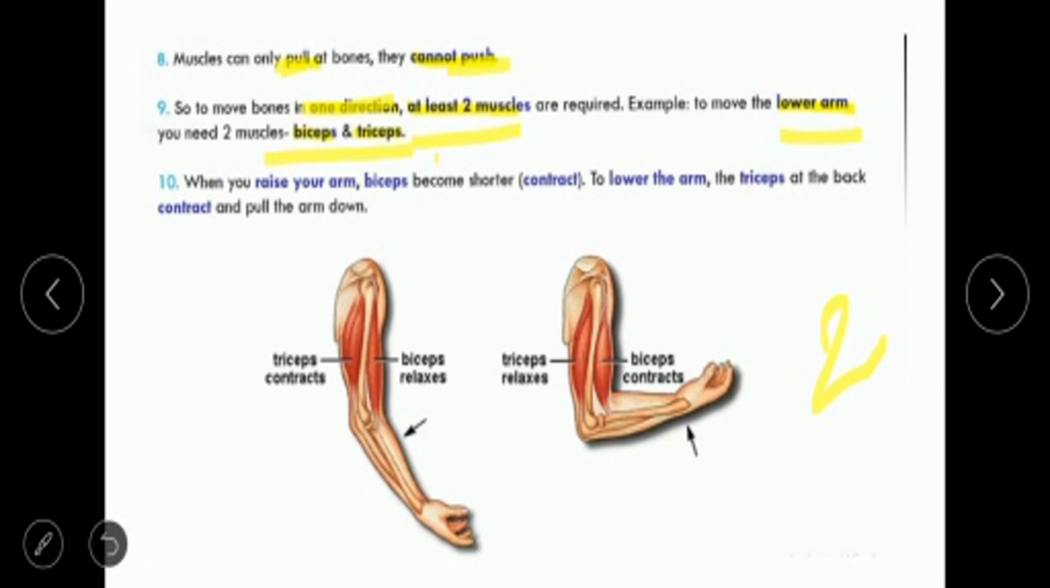Here we will see how it happens. If you want to raise your hand, you see that your biceps become shorter and your triceps become longer. The biceps are contracted and your triceps are relaxed. Now if you want to put your hand down, then your biceps will be relaxed and your triceps will be contracted. So you can try and see how these muscles help in moving your bones.